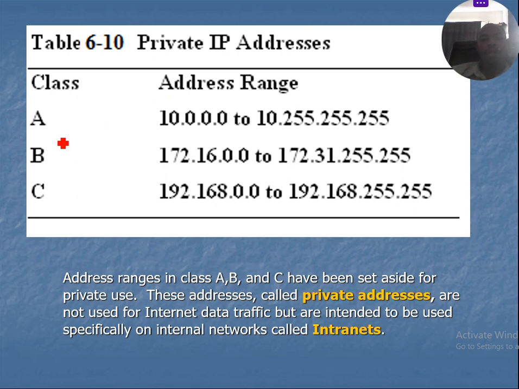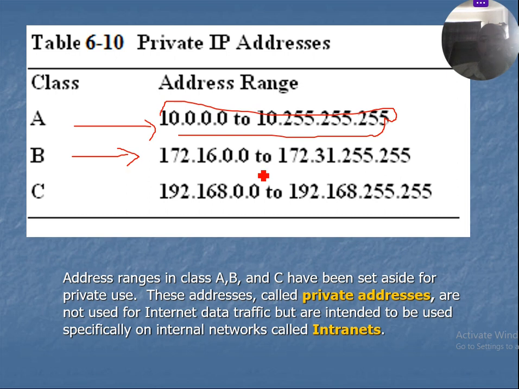So the class A private IP address range is from 10.0.0.0 up to 10.255.255.255. This is for class A, the IP address that is assigned. For class B, we are talking about the private address. For class B, it starts from 172.16.0.0 up to 172.31.255.255. Is that okay?